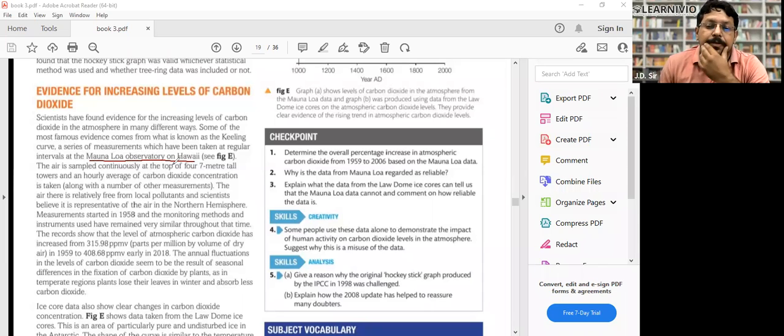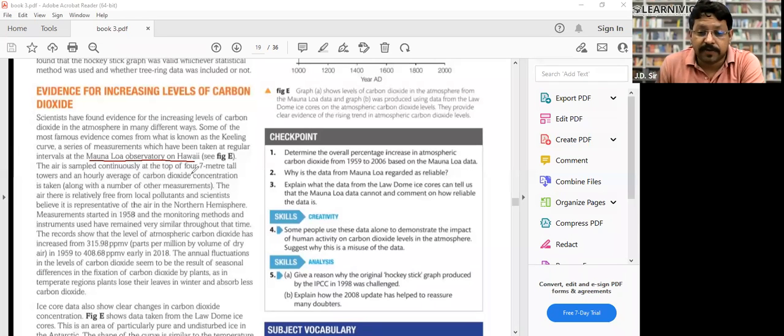So, at Mauna Loa Observatory in Hawaii, the air is sampled continuously at the top of 7-meter tall towers, and an hourly average of carbon dioxide concentration is taken. So they have a tower on Hawaii Island in this observatory. This observatory is basically meant for calculating climatic changes, right? There are 7-meter tall towers there.